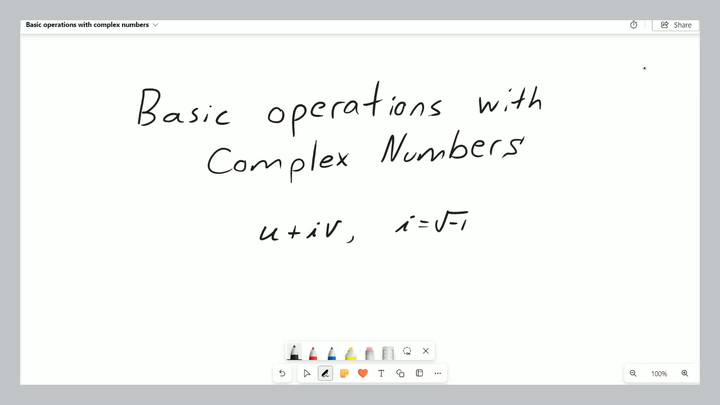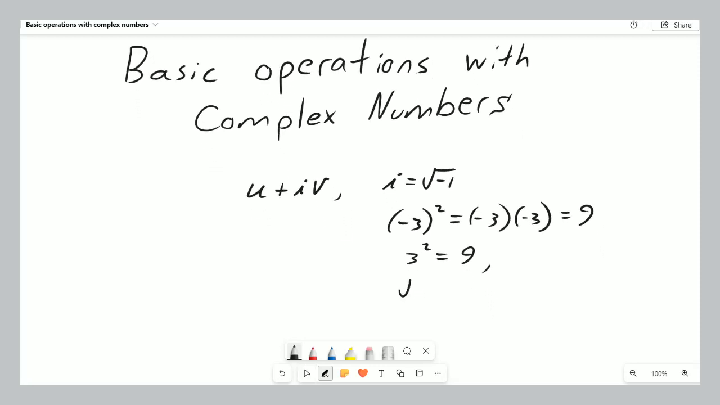First I'll tell you, well, you can't take the square root of a negative number because any number multiplied by itself will give you a positive result, right? Like -3 squared, well, that's going to be -3 times -3, which is +9, just like 3 squared gives you +9. So you can't find the square root of -9. And that's why imaginary numbers were defined.